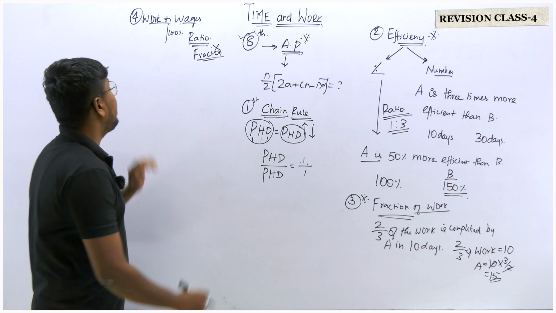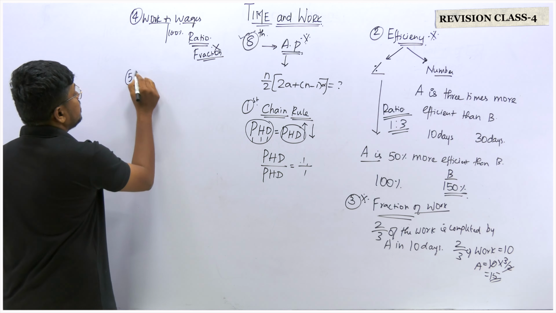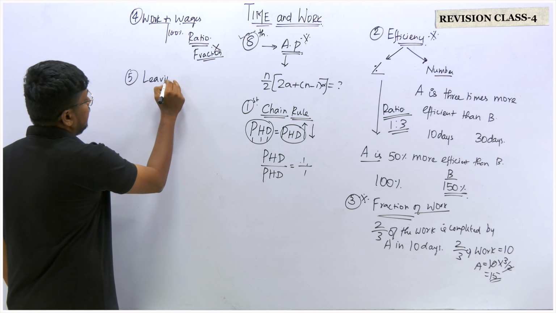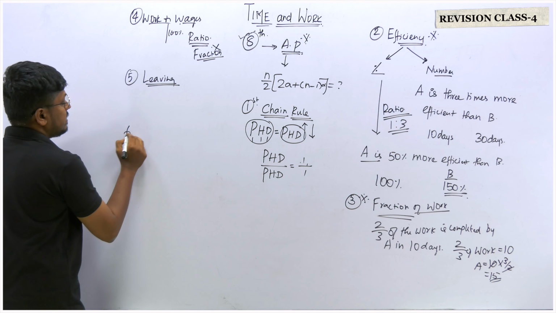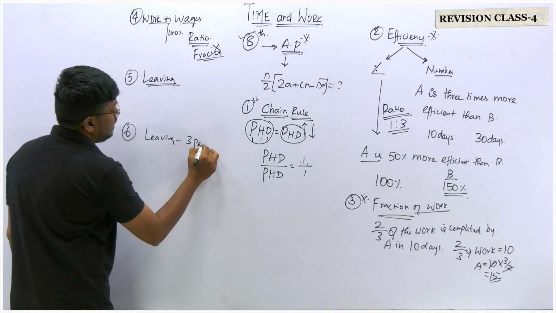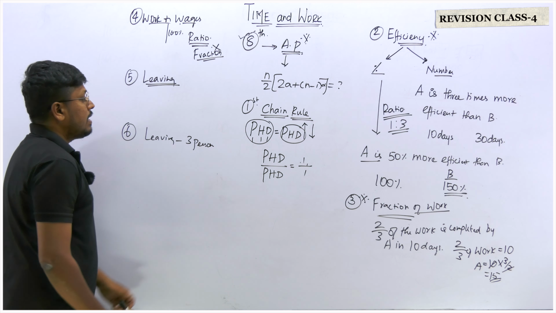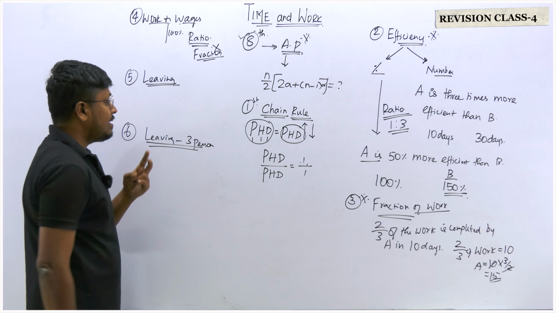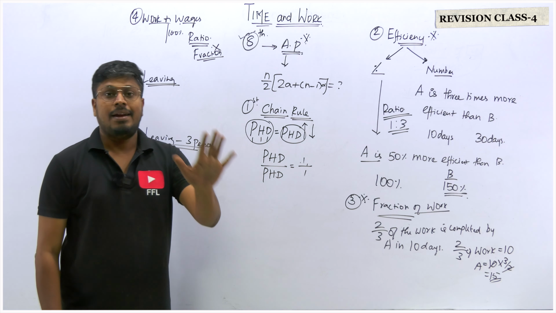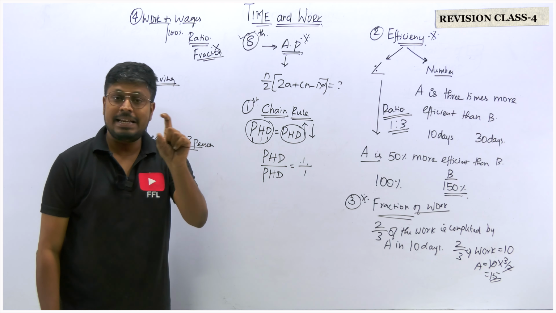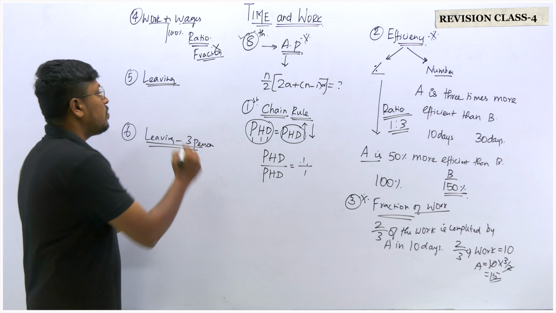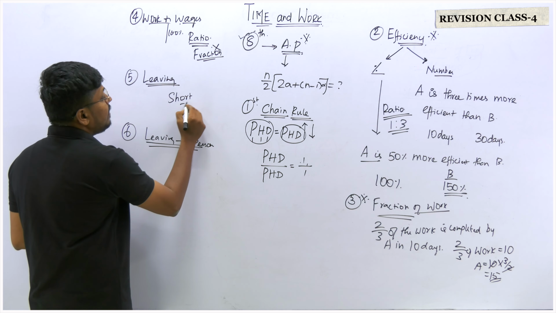So this is what we learnt in the fourth video, that is work and wages. Next, the fifth video will be leaving. So fifth and sixth, we have leaving 2% and leaving 3%. Why? Because leaving 2%, we solved by two methods: the normal traditional method, and one shortcut I have taught you, writing a single equation. And shortcut number 2 will be the most important shortcut on the leaving concept.